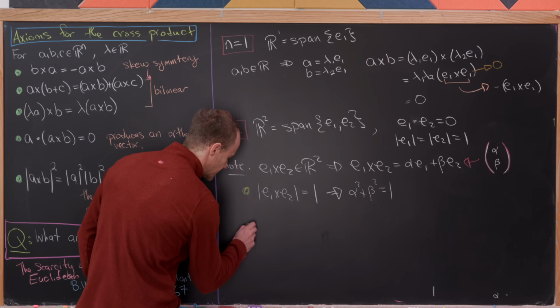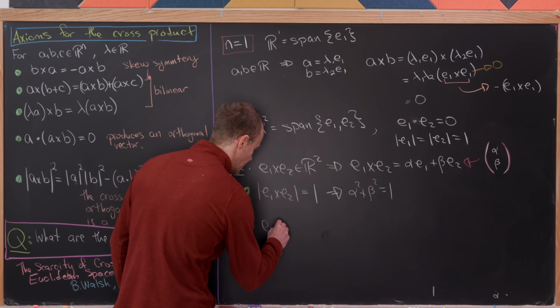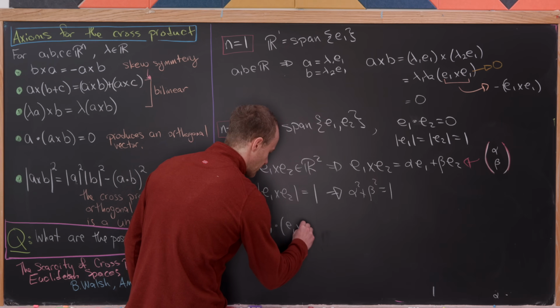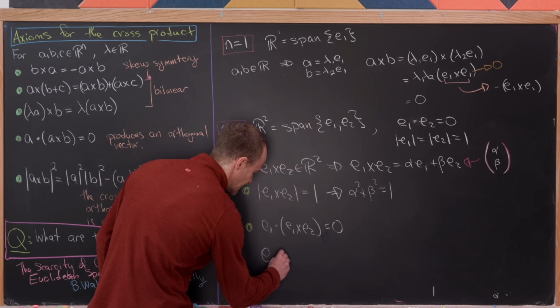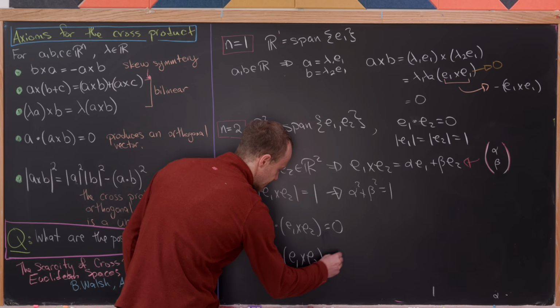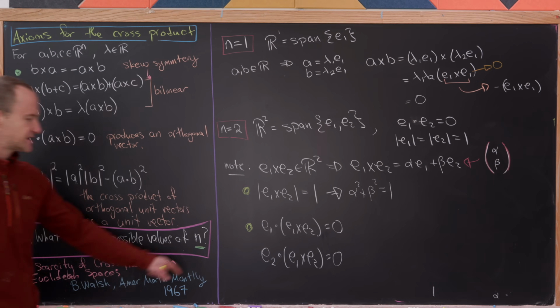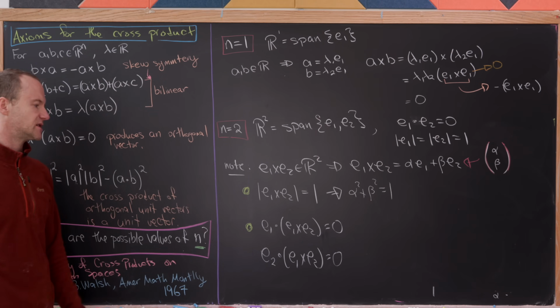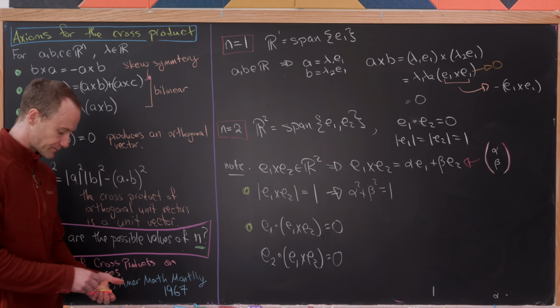But now let's also notice this. We should have E1 dot E1 cross E2 equals 0. And we also should have E2 dot E1 cross E2 equals 0 by this axiom over here of production of an orthogonal vector. This second one, well, you might need to use skew symmetry to get it to look exactly like this, but that's okay.